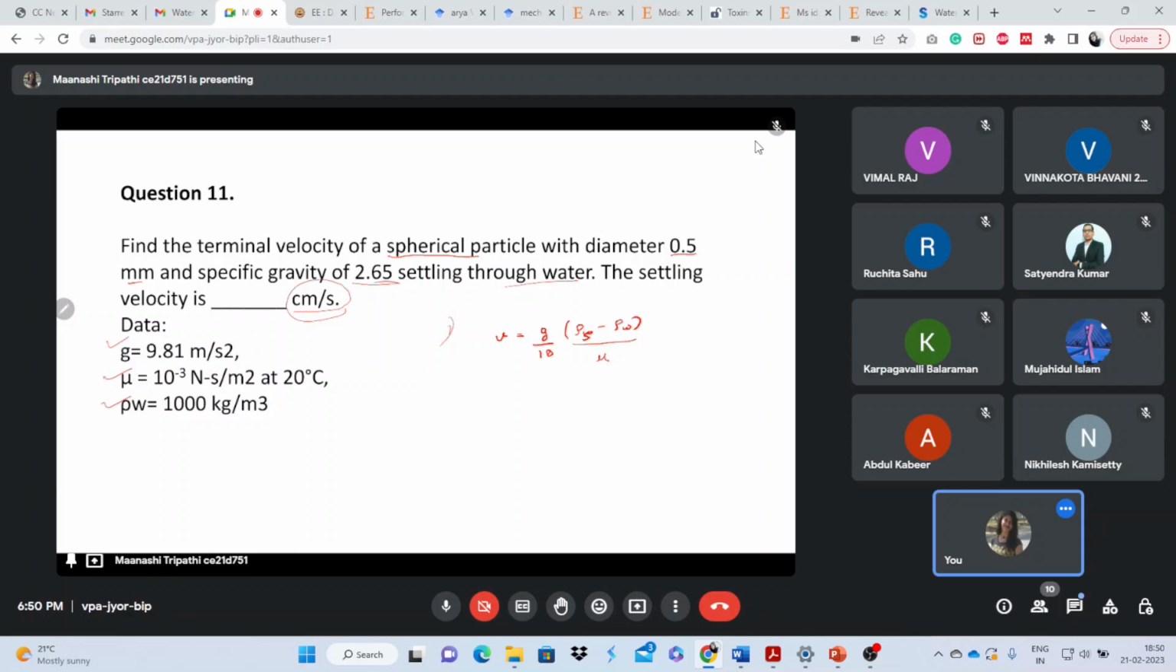Please use calculators and be very sure about the units, because if there is one mistake of point, you won't get the proper answer. So the first hint is assume the flow as laminar and use the laminar flow equation to solve for velocity.